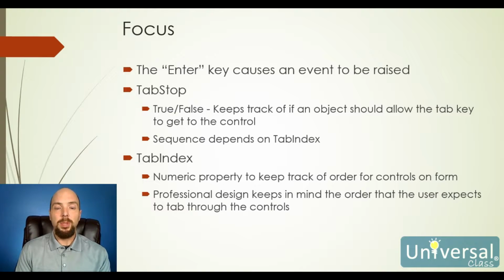If there is a tab stop, we have to control the order by using the tab index. The tab index is just simply going to be a number, so we have tab index 1, 2, 3, 4, and so forth. To make our program look professional, we want to set the tab index so that when I press the tab key on the keyboard, it moves in the order that the user is going to expect.